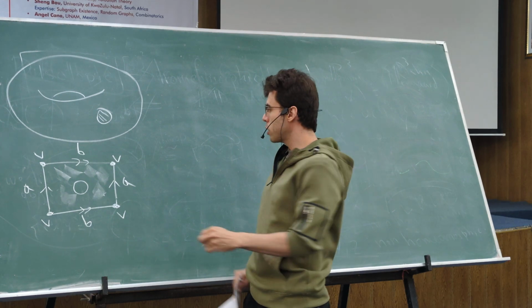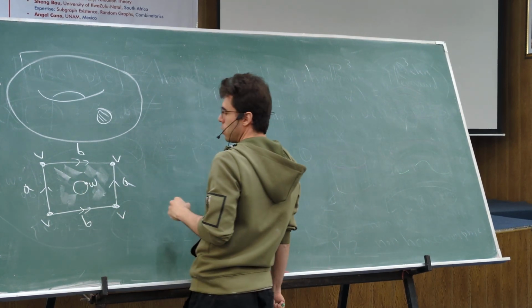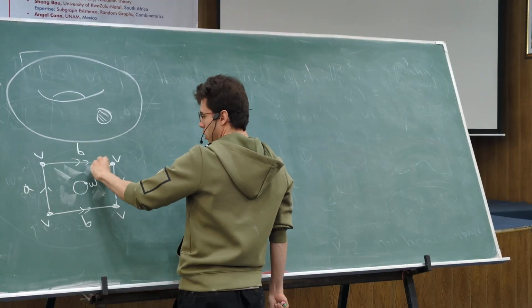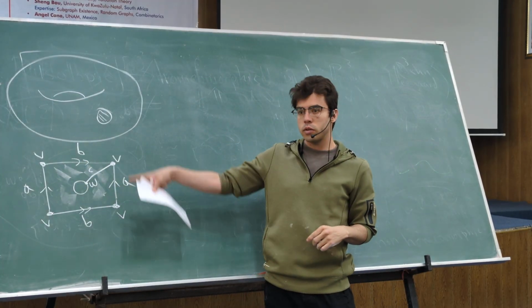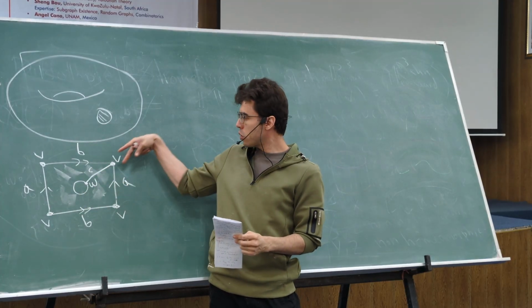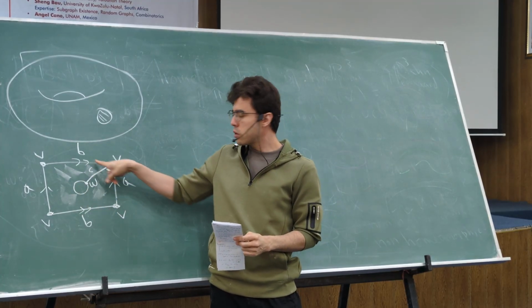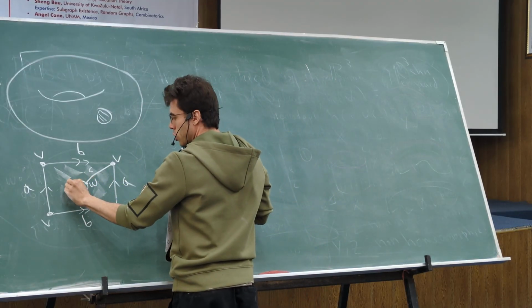So how do we make a disk? We add some vertex here, W, and we attach one edge more, C. Now the remaining face is a disk because if we cut, this is a disk. So this is also an edge. Nice.